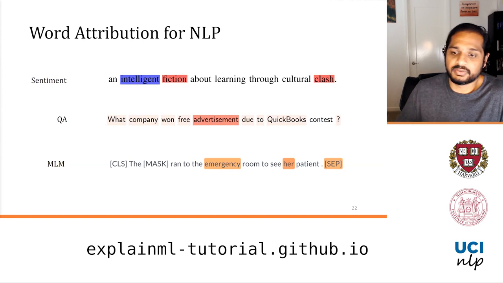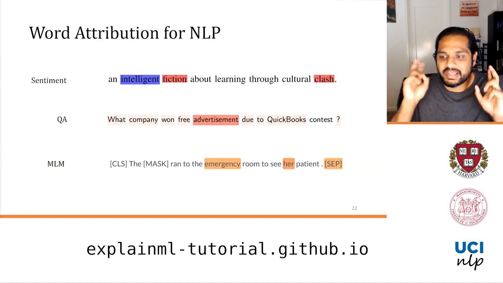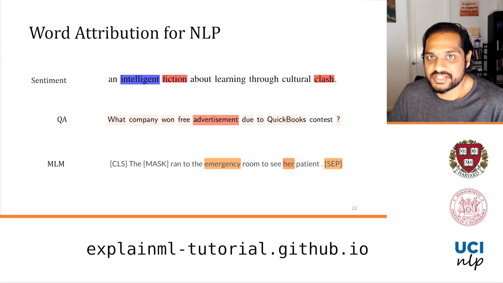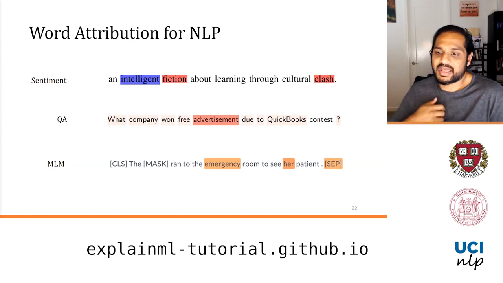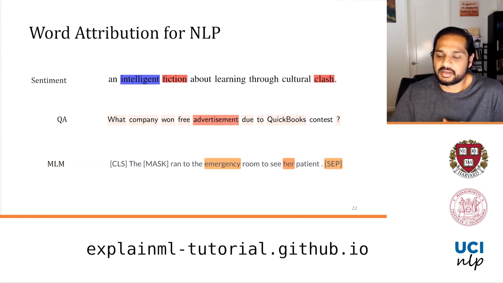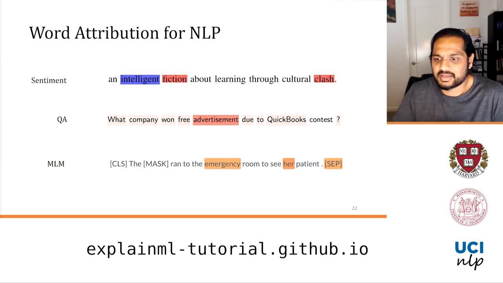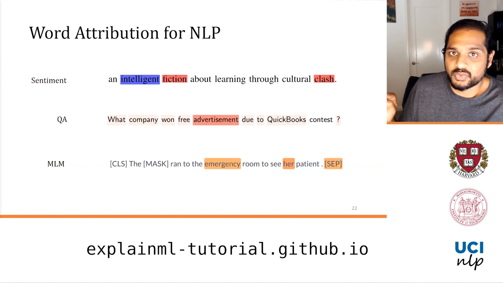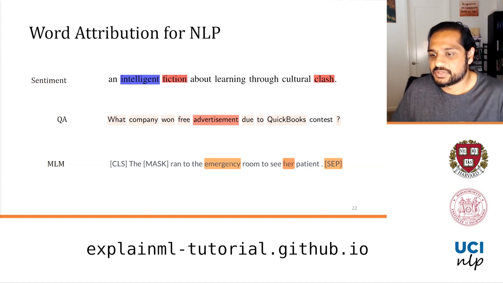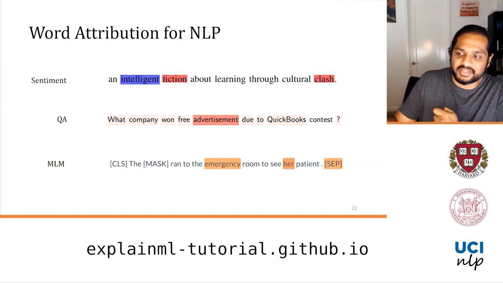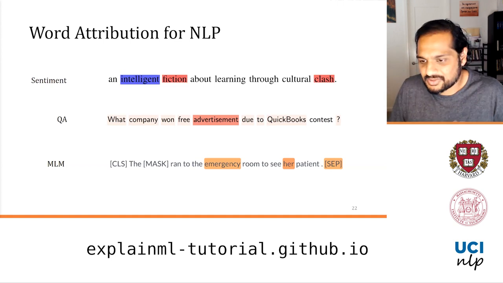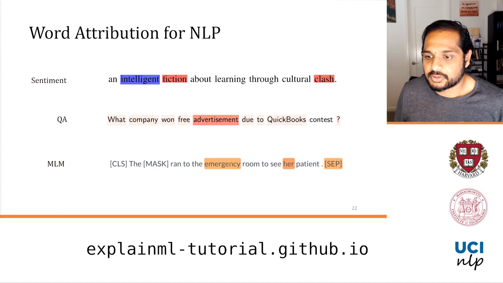So for example, we are asking here, the blank ran to the emergency room to see her patient. The model actually predicts blank to be a nurse rather than a doctor, or a woman rather than a doctor. And so you might want to know, why does it predict doctor in this blank? Why does it predict nurse in this blank? And it turns out the most important word is her. So it's using the gender of that pronoun to figure out, for some reason, it thinks it can't be a doctor.